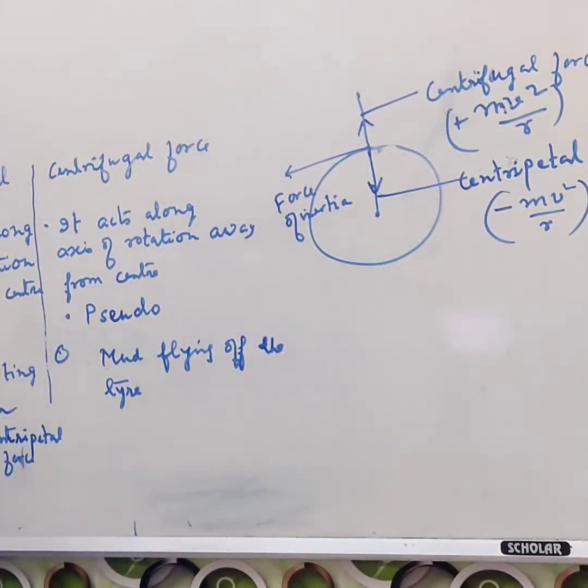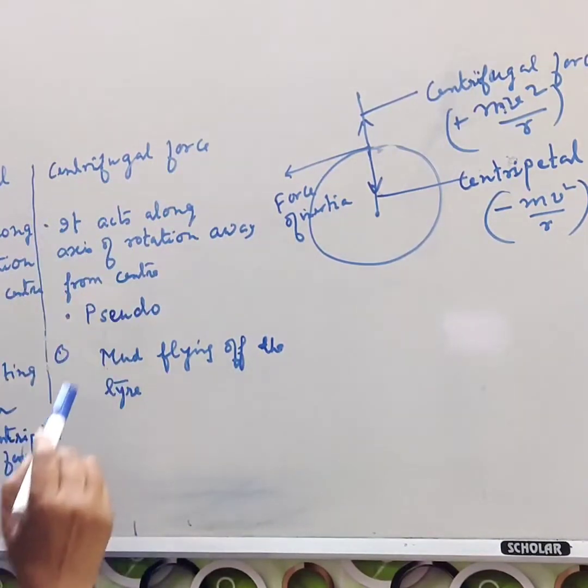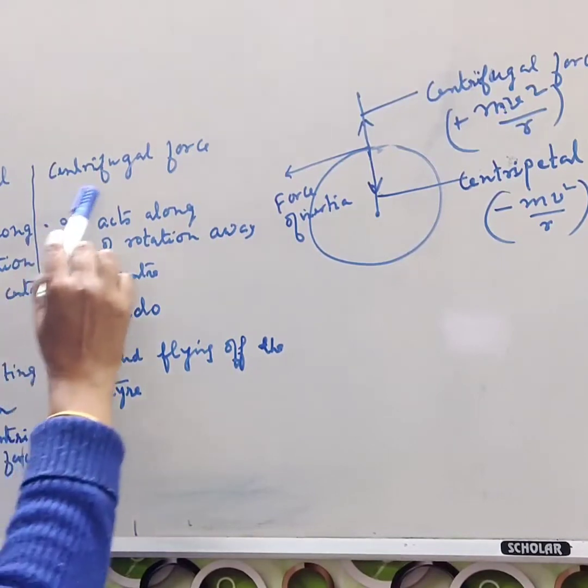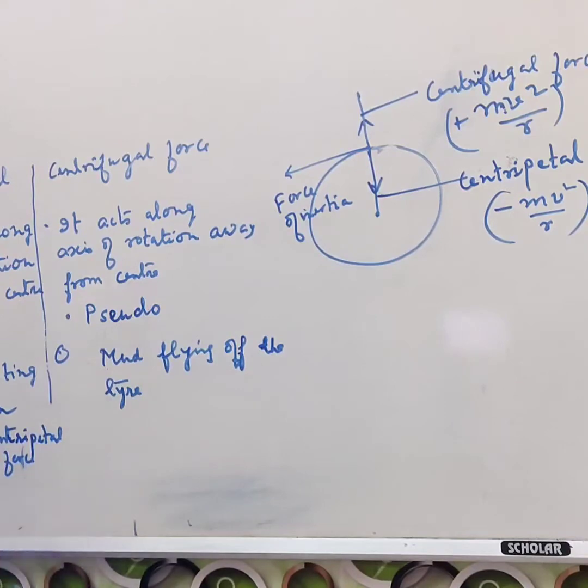The value of centripetal force is minus mv square by r, and the value of centrifugal force is plus mv square by r. Example of centripetal force: a satellite orbiting a planet. Example of centrifugal force: mud flying off the tire.